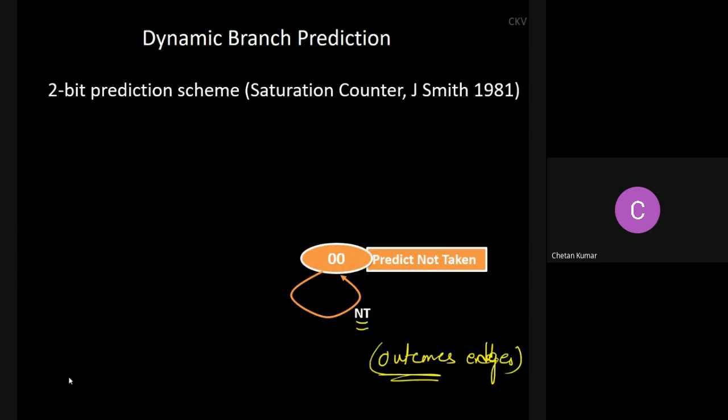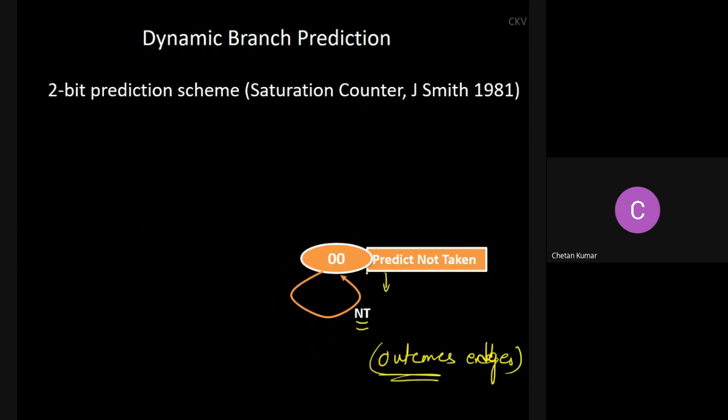Or what will I predict? Okay, what will I predict? I will predict that it is not taken, but should I remain in the same state? So what will this state indicate? This state indicates that my prediction is correct.